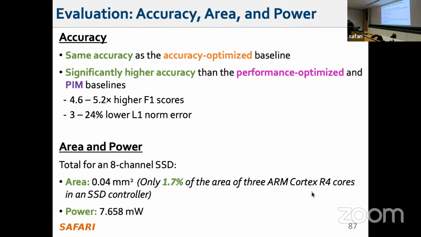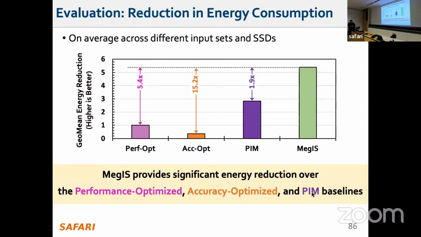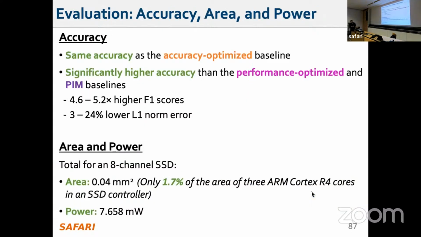We also look at different architecture baselines where you use the PIM approach, also a performance optimized approach and an accuracy optimized approach. Compared to the PIM approach, we show that Megas reduces energy consumption compared to these baselines. We also do some other analysis where we look at the area and the power usage and so on. So if you're interested, you can take a look at this paper.